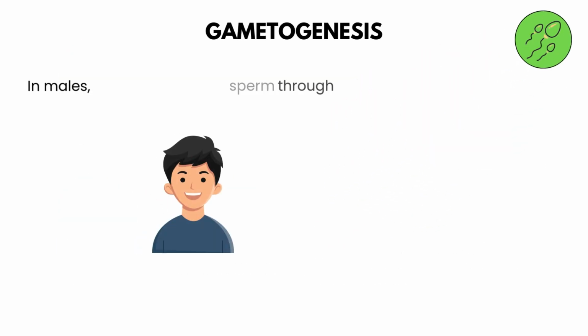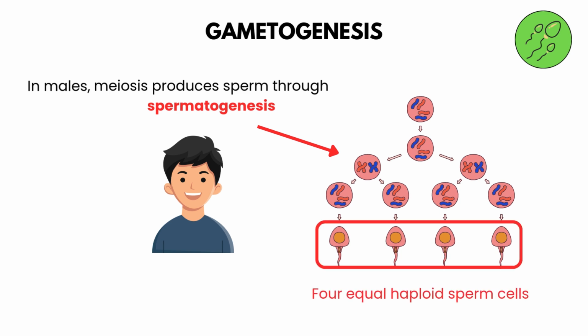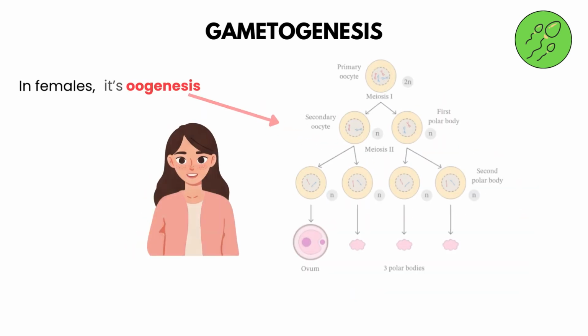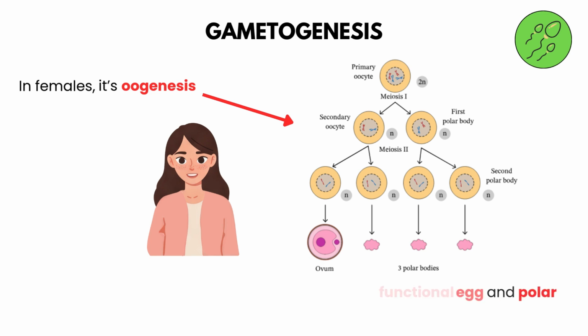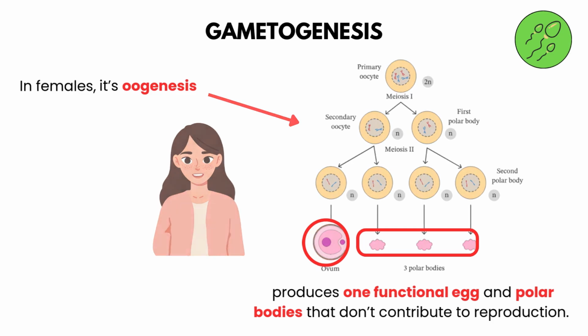Gametogenesis. In males, meiosis produces sperm through spermatogenesis, 4 equal haploid sperm cells. In females, it's oogenesis. Meiosis produces 1 functional egg and polar bodies that don't contribute to reproduction. This difference is often tested.